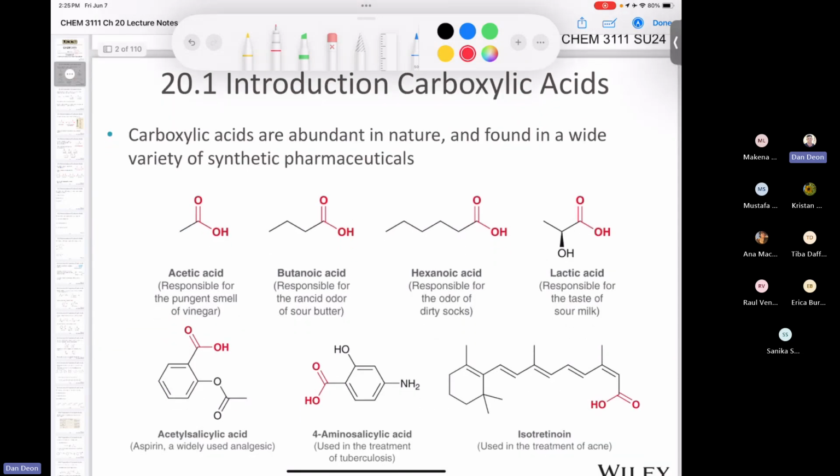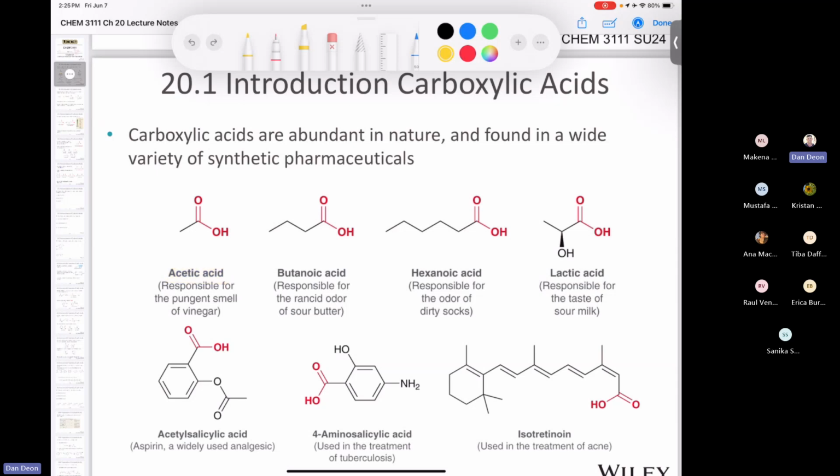And what's cool is that carboxylic acids are actually really abundant in nature. They're found all over the place in different naturally occurring compounds. And so here are some examples. The first one is acetic acid. Okay, you have to memorize the name acetic acid, and I'll talk to you more about that later on. But if you've ever smelled vinegar, the part that kind of stings your nose or whatever, that is acetic acid. There's also water in vinegar.